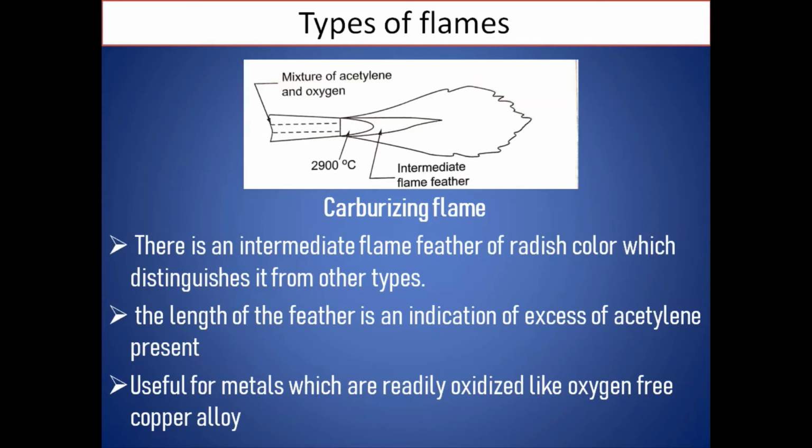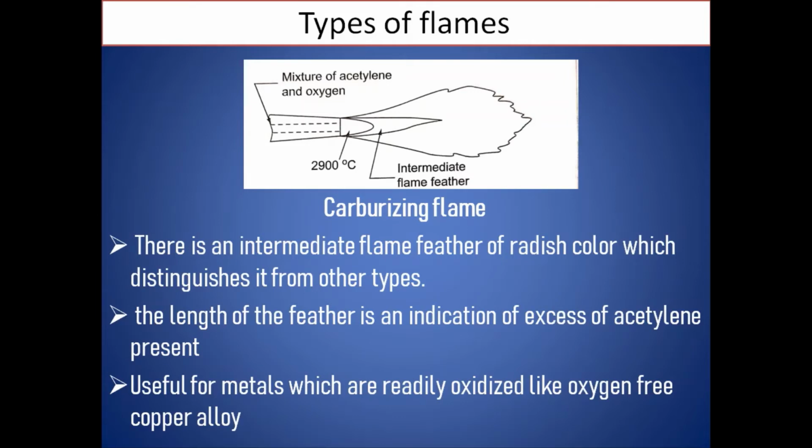And this type of flame is used in the case of metals which are readily oxidized. Oxygen-free copper alloy is one of the examples of metals where we have to apply a carburizing flame, because they are readily oxidized. In that case we have to use a carburizing flame, otherwise we can go for a neutral flame. The amount of heat generated will be less compared to the neutral flame, and there will be an intermediate flame feather.